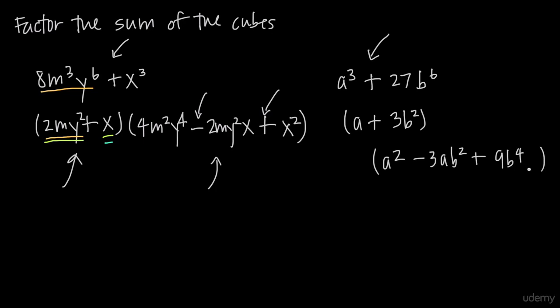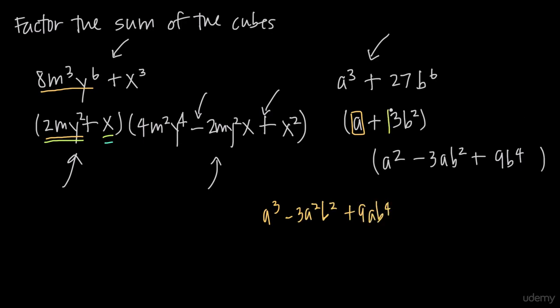As always, if we want to check to make sure that we did it right, we can FOIL this back out. So what we can do here with the second problem, we'll do an example. We'll take the first term in the binomial and multiply it by each of these three terms in our trinomial. So a times a² is going to give us a³. a times negative 3ab² gives us a negative 3a²b². a times 9b⁴ gives us plus 9ab⁴.